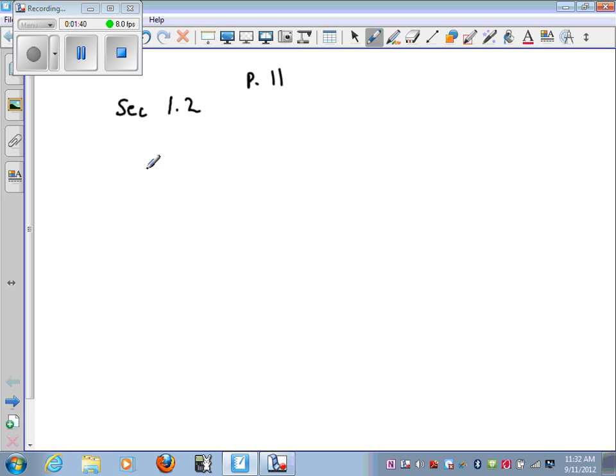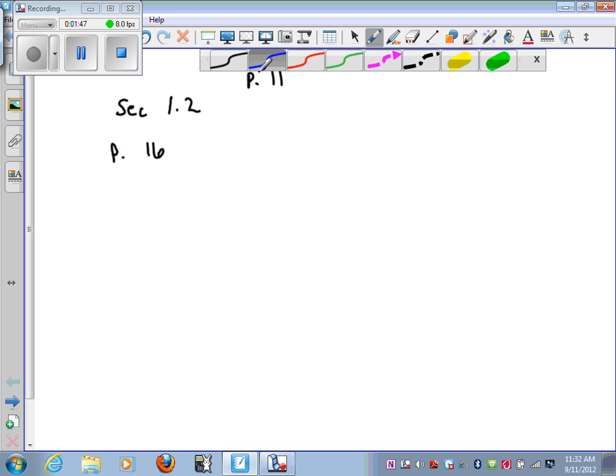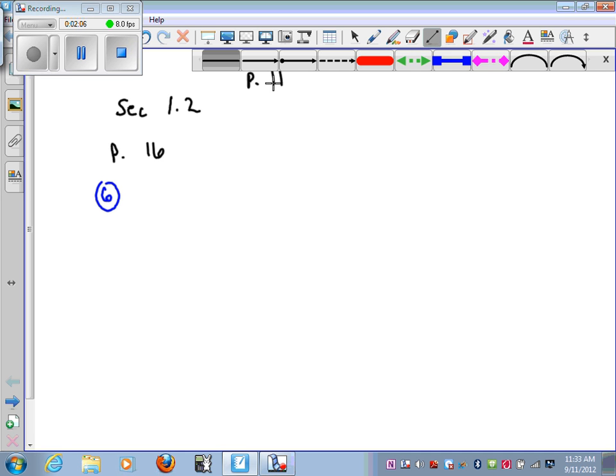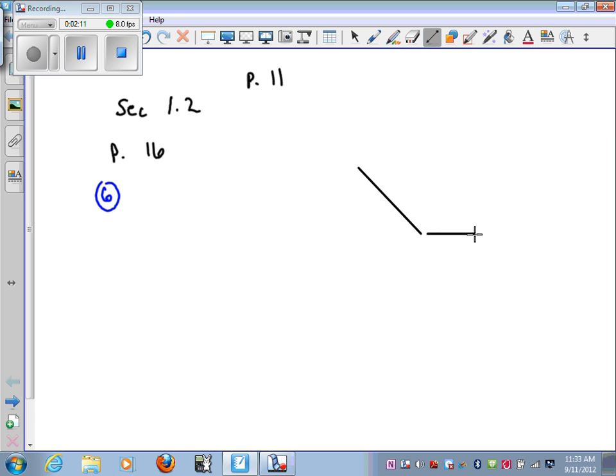So let's look at page 16 and we'll do some of those problems. So I guess we'll just look at number 6. I'm going to do 6, and I'm going to try to draw that triangle. It looks something like this.